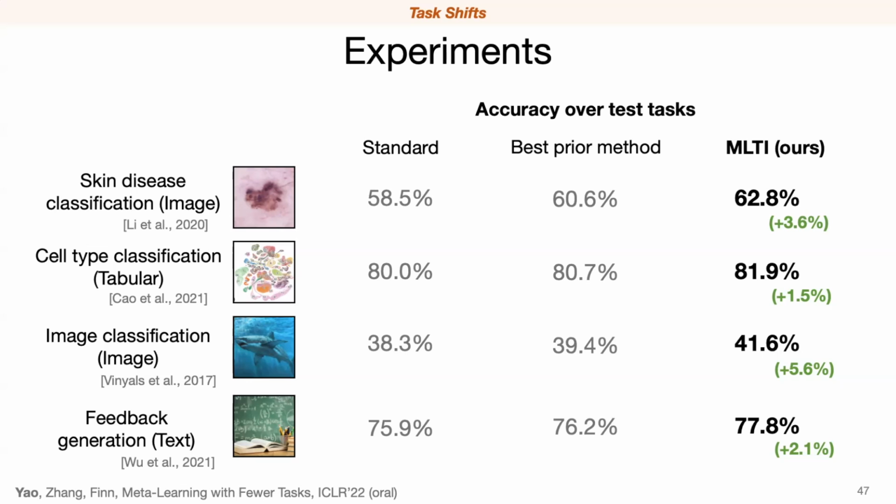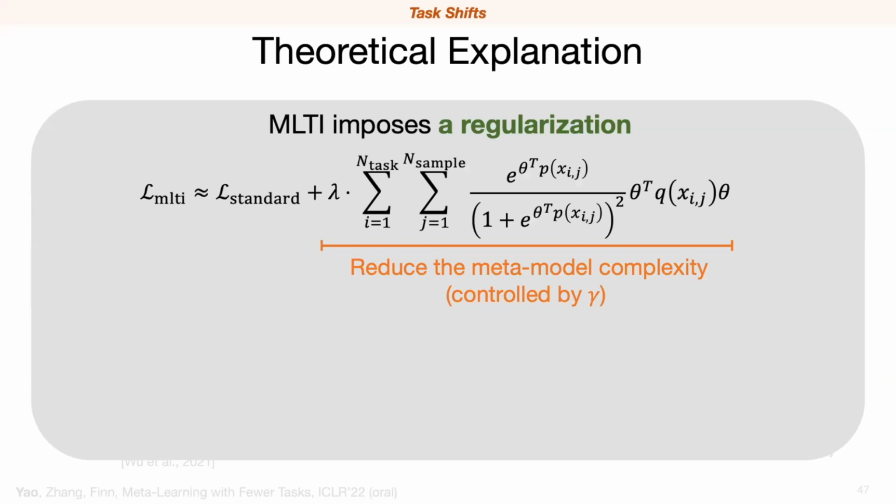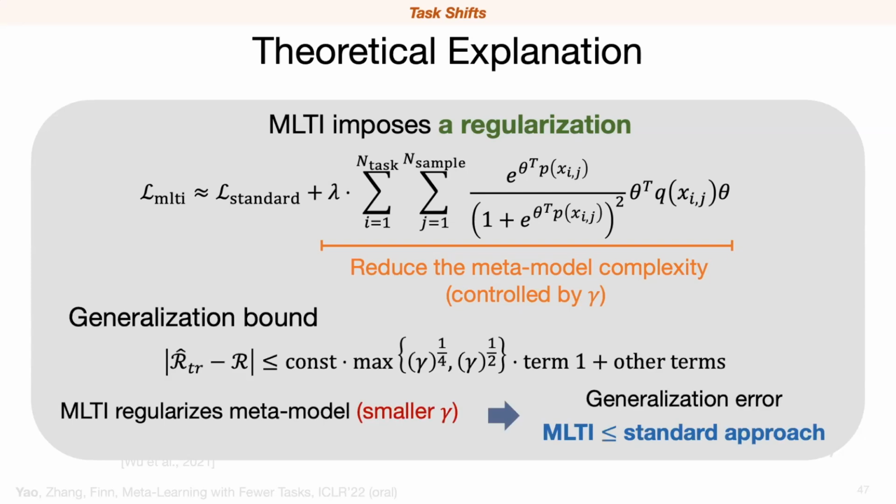Compared with the best prior approach that we proposed before in our lab, MLTI can also improve the performance compared with standard approaches and best prior methods. And apart from these empirical results, we further provide some theoretical analysis to justify why MLTI can achieve better performance. We can demonstrate that MLTI essentially imposes a regularization, and such regularization can reduce the meta model complexity, where the meta model complexity is controlled by a parameter gamma. This gamma value is also reflected in the generalization bound. We can see that MLTI can regularize the meta model and achieve a smaller gamma, leading to a smaller generalization error compared with the standard approach.